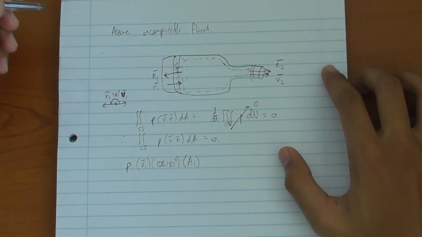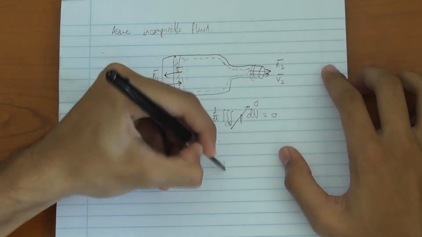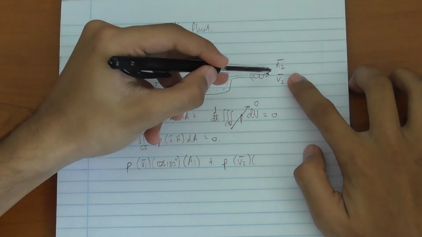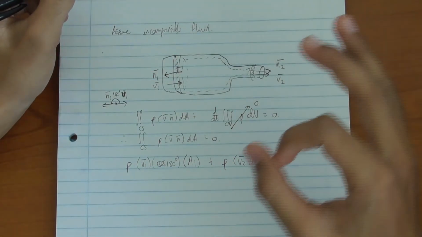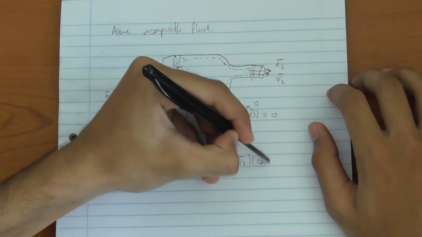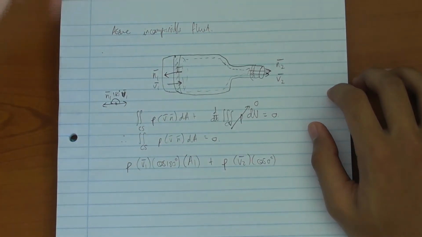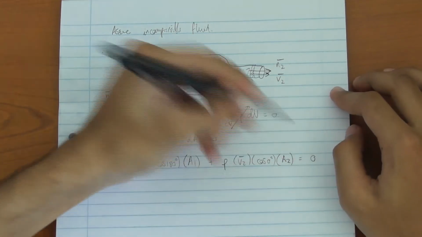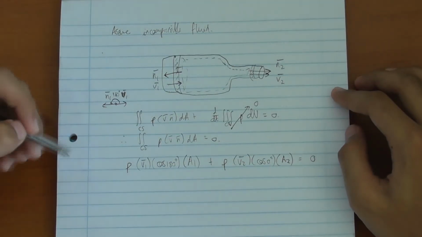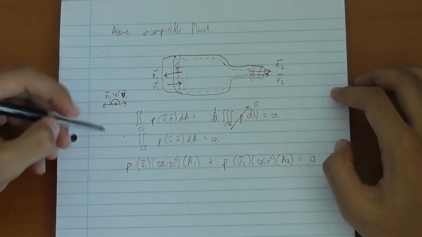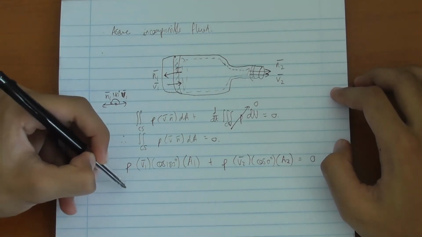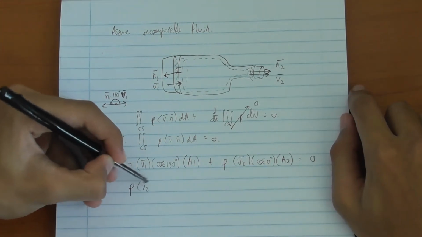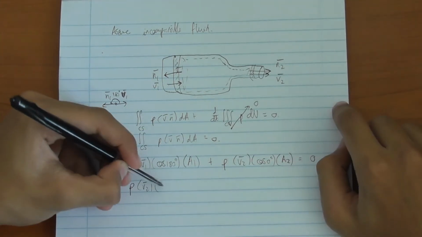I'll call that A1. Okay, plus rho again, velocity 2, and this time the angle between the normal and the velocity is 0 degrees. So we're going to put cos of 0 degrees, which you know is equal to +1, multiplied by area 2 is equal to 0. Okay, now we can move things over to the other side and start neatening things up a bit. All right, so I'm going to leave this term on the left-hand side, rho V2 multiplied by cos of 0, which is 1.